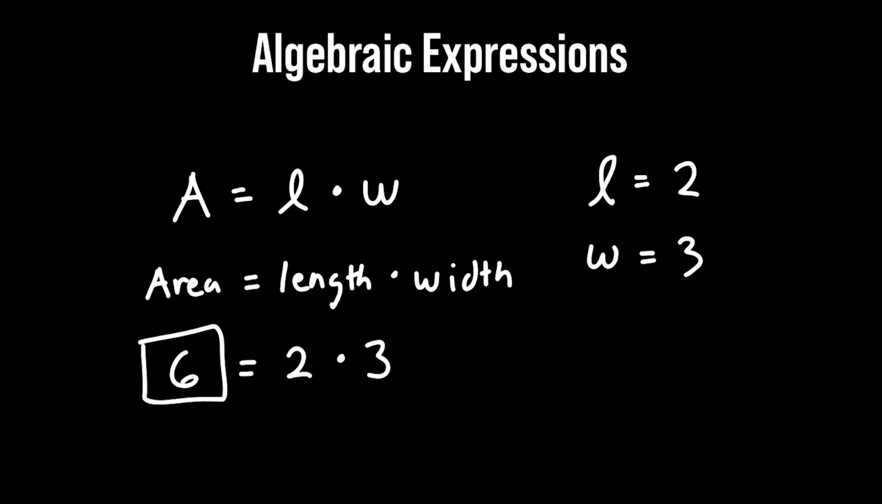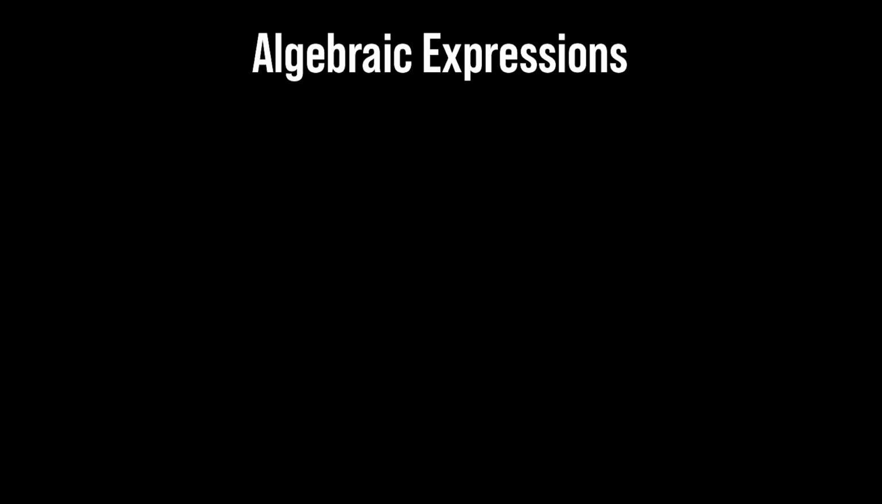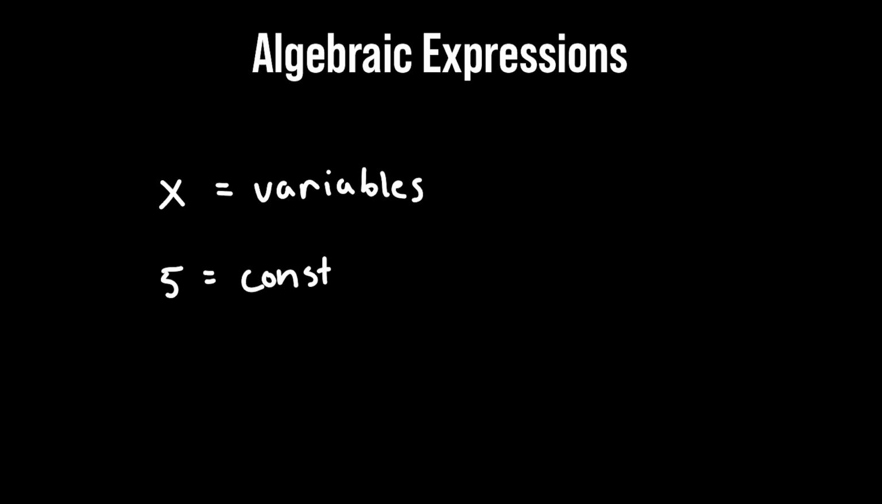So these letters are called variables. And variables are going to be used in mathematics a lot from this point on. So letters like x are called variables, and numbers that don't change in the equation, like 5, are called constants. So if we have the equation 2x plus 5, the x is the variable, and the 5 would be the constant.